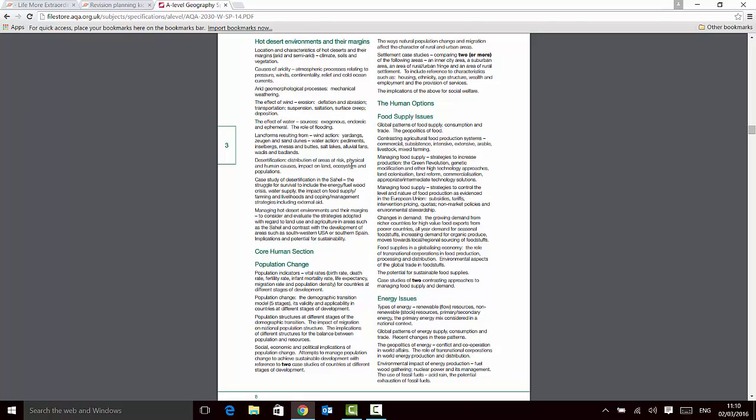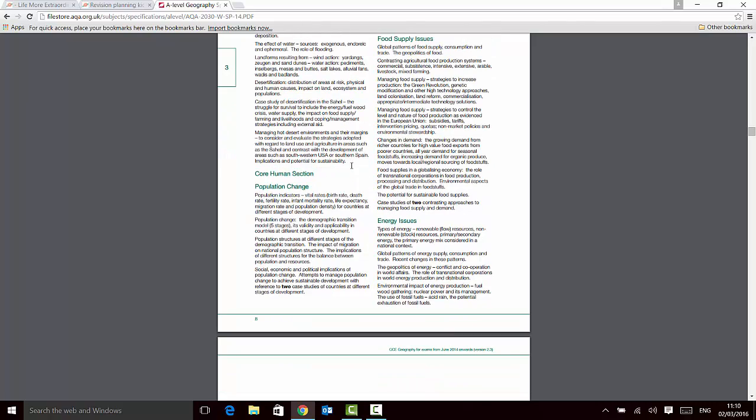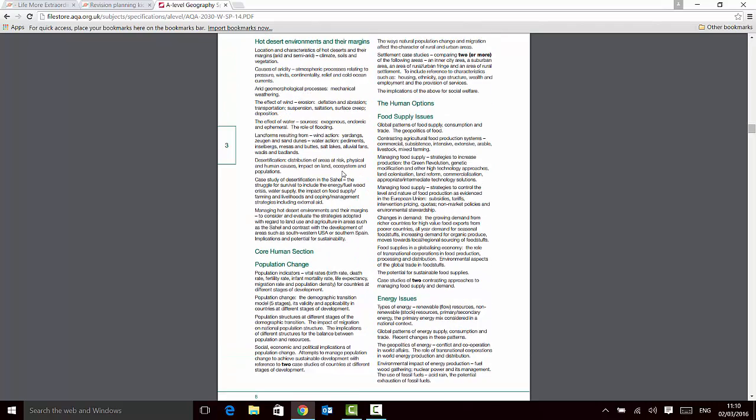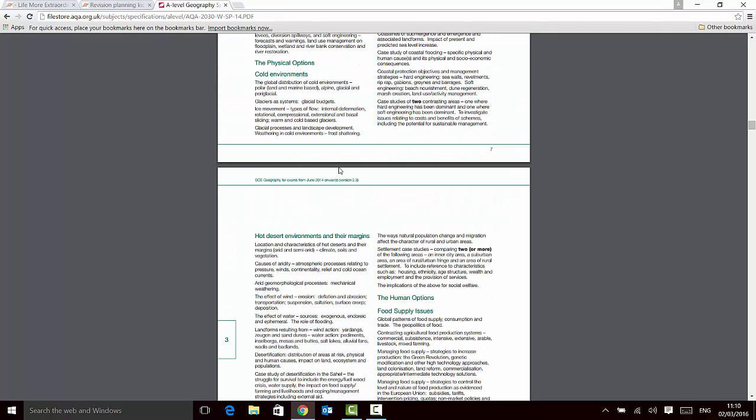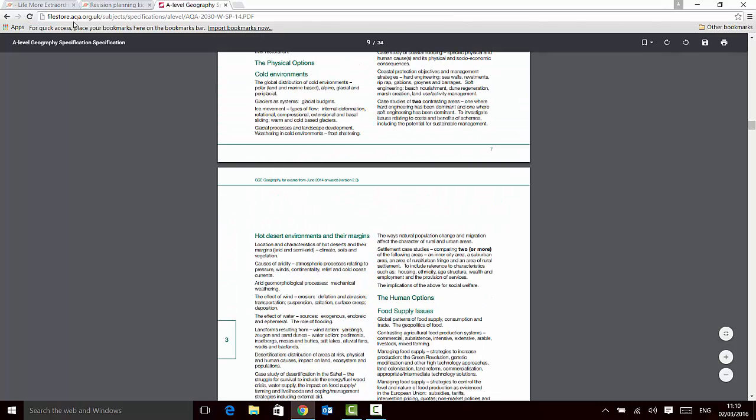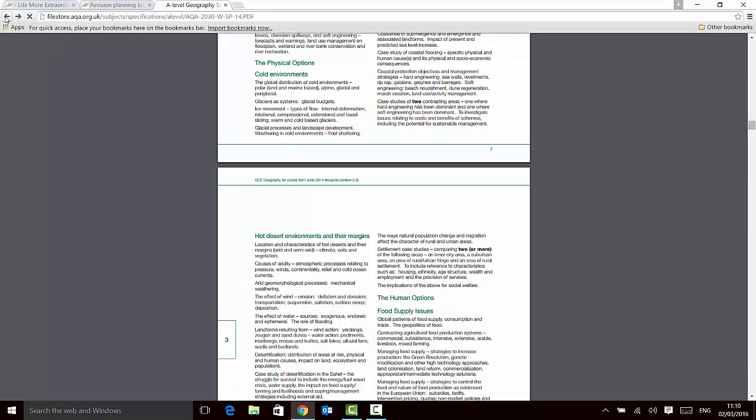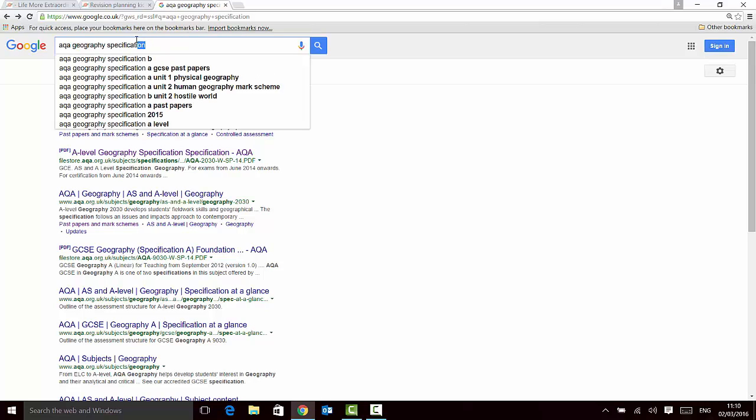You don't really need that. Okay, when you've done that, go back to Google and we're going to do another search: AQA Geography A-level past papers, okay?